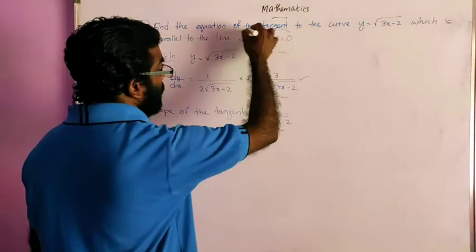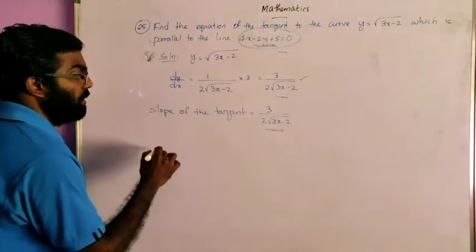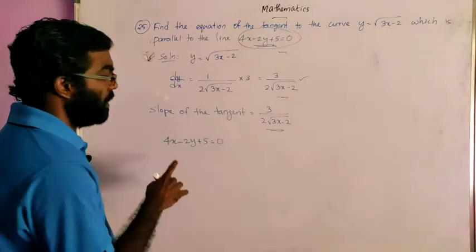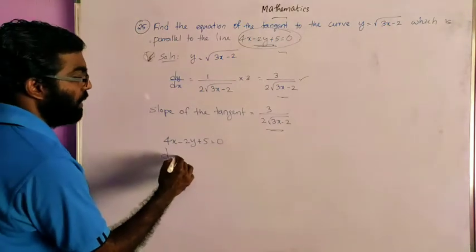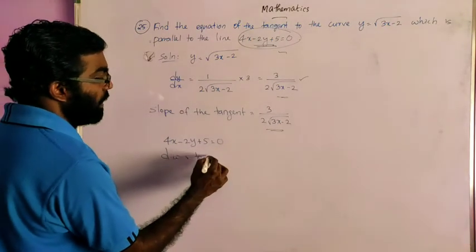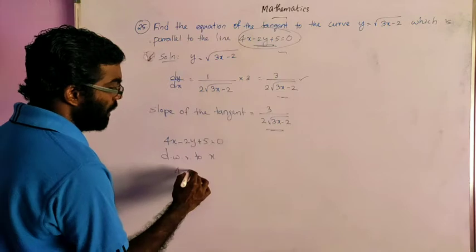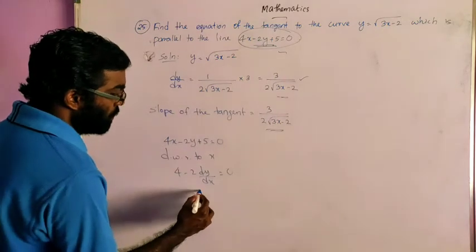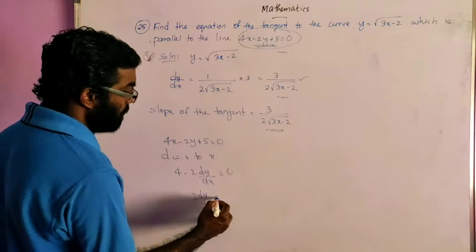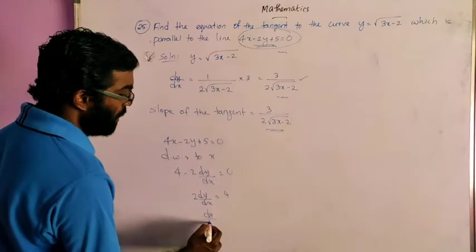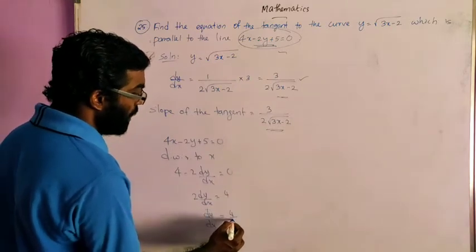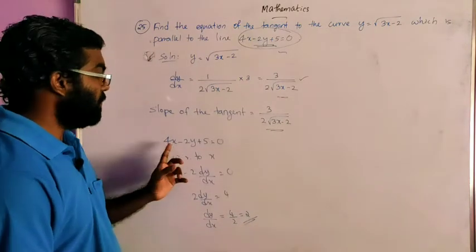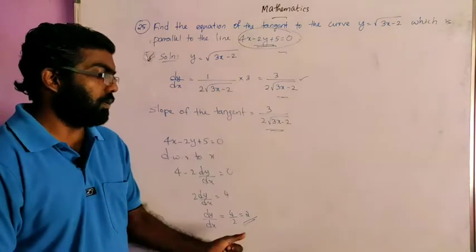Now we are given a line 4x minus 2y plus 5 is equal to 0, and we can differentiate with respect to x to find dy by dx, or the slope of this line. Okay, so 4 minus 2 dy by dx is equal to 0, or 2 dy by dx is equal to 4. From this dy by dx is equal to 4 by 2, which is equal to 2. That means the slope of the line 4x minus 2y plus 5 is equal to 0 is 2.